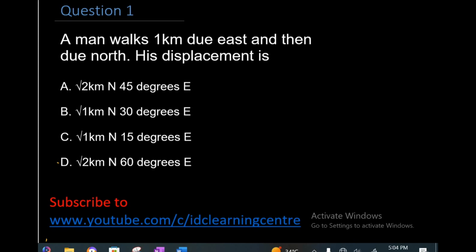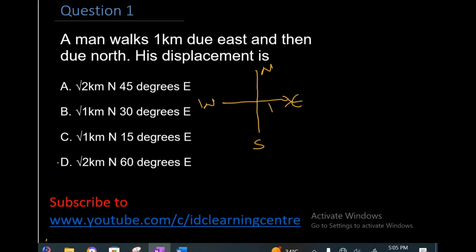Question 1 says, a man walks 1 kilometer due east and then due north. His displacement is dash. For us to answer this question, we'll use our 4 cardinal points. Here is your east, here is your north, here is your south, and here is your west. So the man walks 1 kilometer due east.